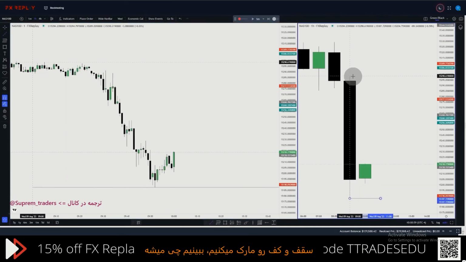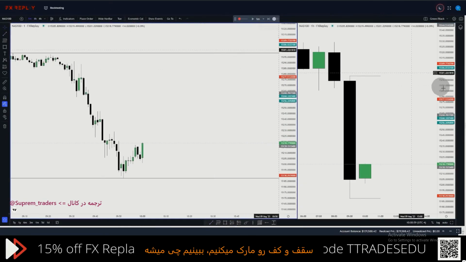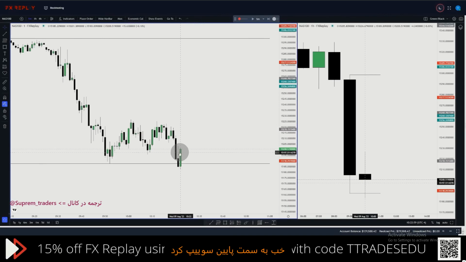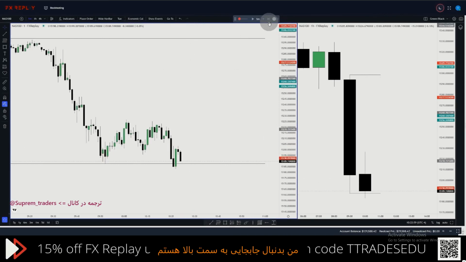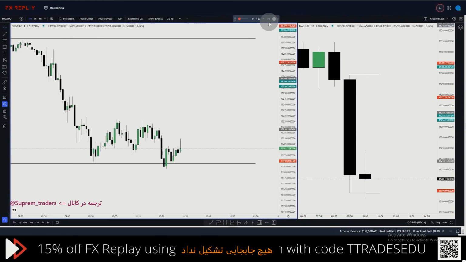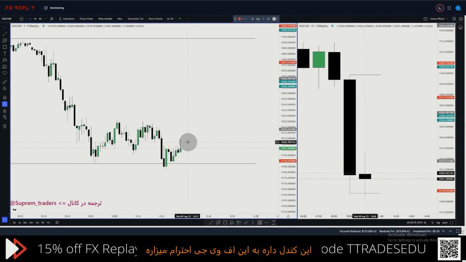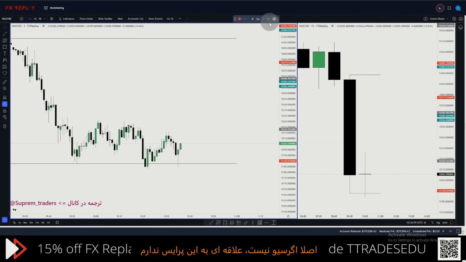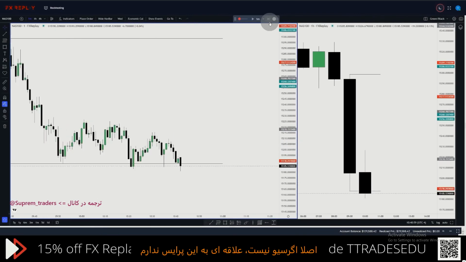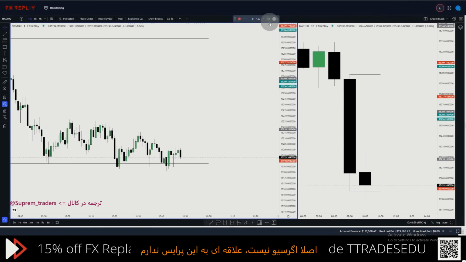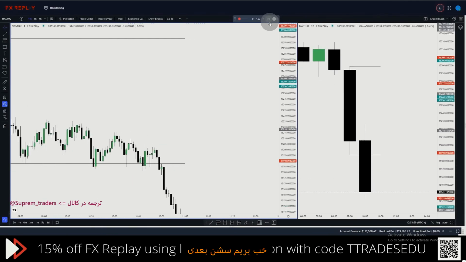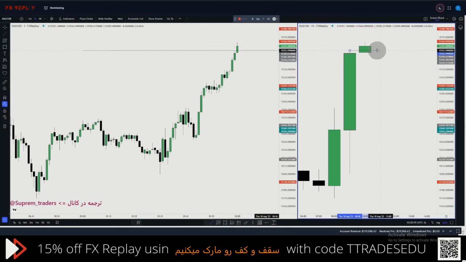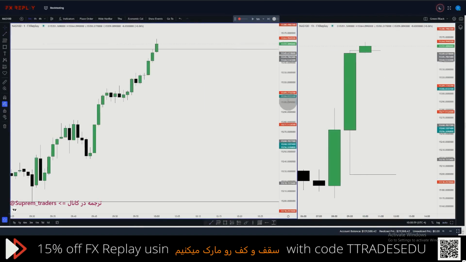Mark out the low and the high. Let's see what happens here. Okay, here's a sweep down. I'd want to see displacement back up. No displacement back up. This candle's respecting this fair value gap. Not very aggressive. Not a fan of that. Okay. Let's go to the next session. Mark out our high and our low. And let's see what happens.